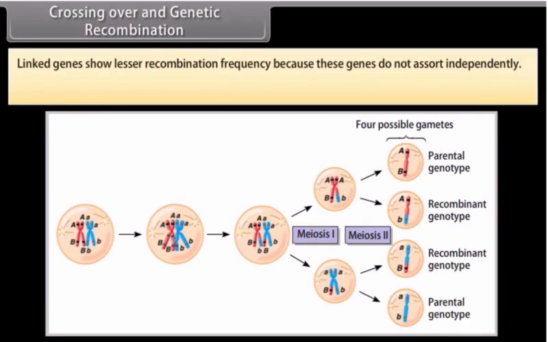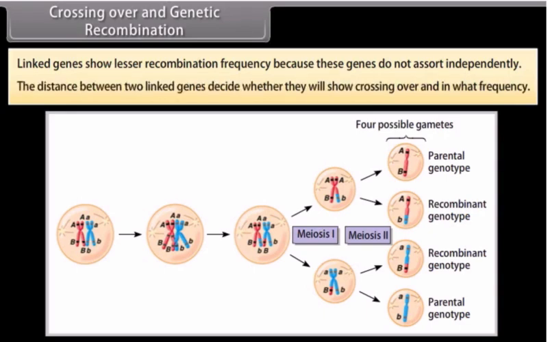Linked genes show lesser recombination frequency because these genes do not assort independently. The distance between two linked genes decides whether they will show crossing over and in what frequency.